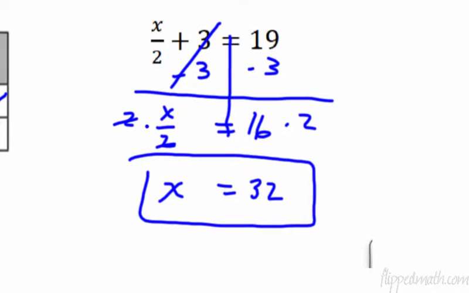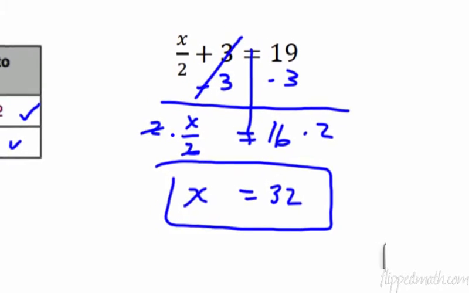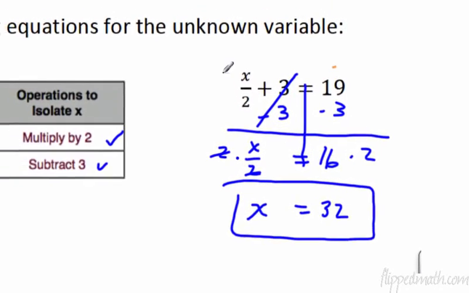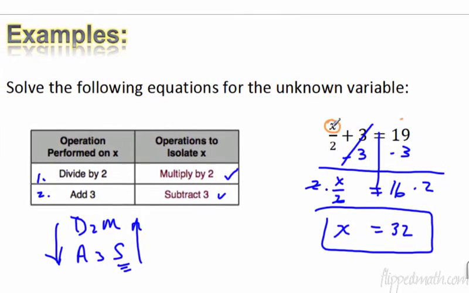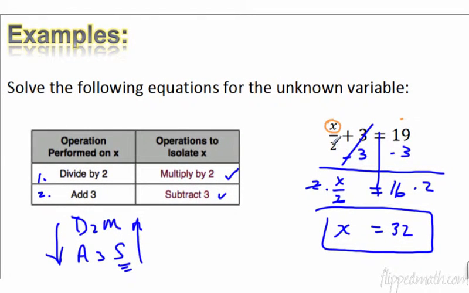Now, what if I want to check my answer? If you want to check your answer, you have to plug it back in right here. So you take that 32. What's 32 divided by 2? 16. Plus 3 is 19. That seems to work for us. All right, so that's how we're going to solve these equations. I'm going to reuse this little chart to figure out what was happening as we built the equation. We're going to undo it by working it backwards, going back up the table. Let's see the next example here.